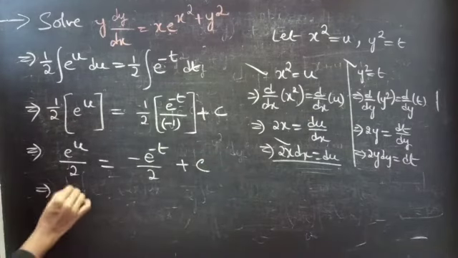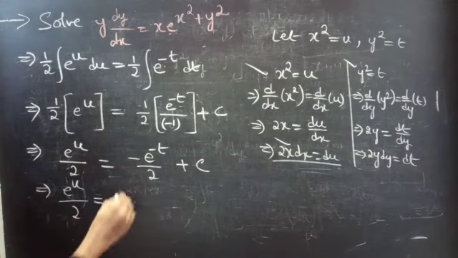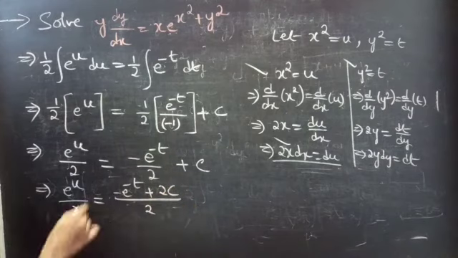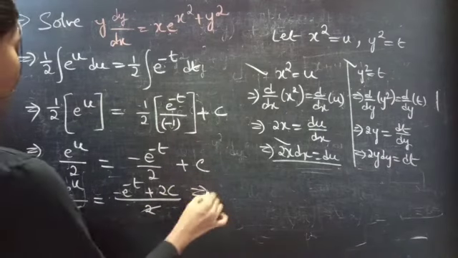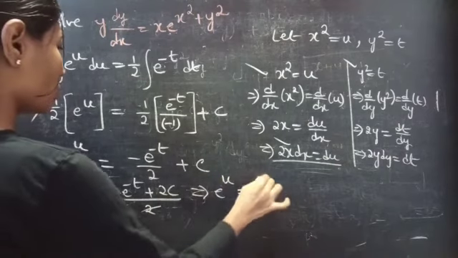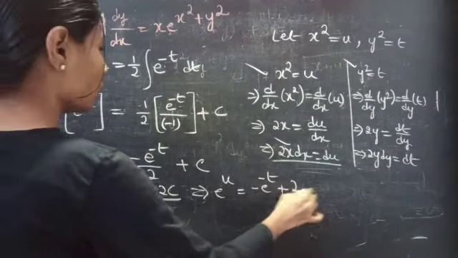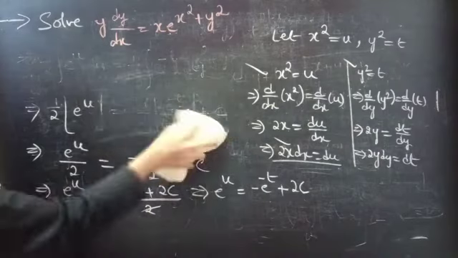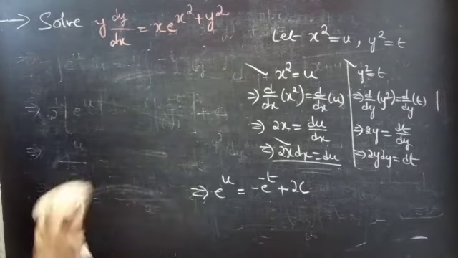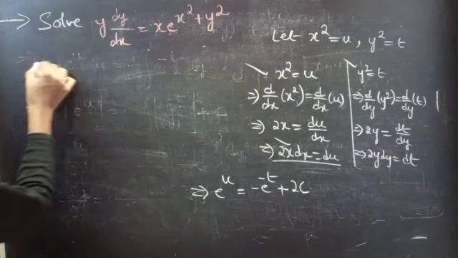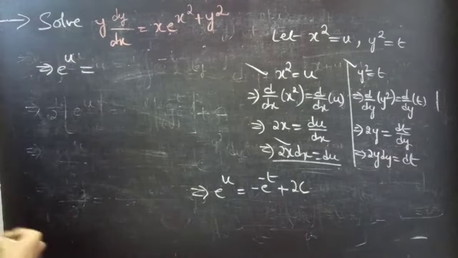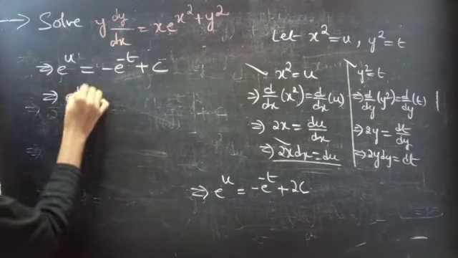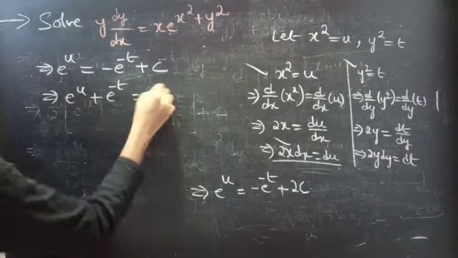Then e power u by 2 equals minus e power minus t plus 2c by 2. Cancel 2 from the denominator. Then you'll get e power u equals minus e power minus t plus 2c, since c is an arbitrary constant, integral constant, right? So you can write 2c as c. Then you'll get e power u equals minus e power minus t plus c. Then e power u plus e power minus t equals c.